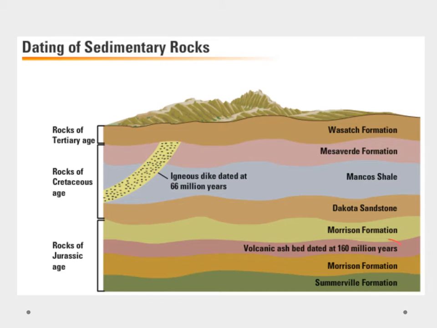So if we notice here we have a volcanic ash bed that was 160 million years, we know that these are going to be older than that, and everything above it is going to be younger than that. And if we have this intrusion here at 66 million, then we know this Wasatch on top is going to be younger than 66 million, but we know that these here are going to be older than that 66 million years. Okay, so that's the end of our video.